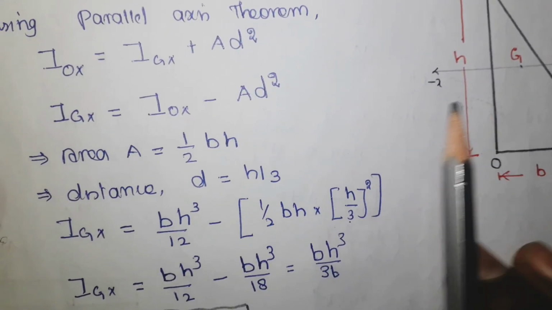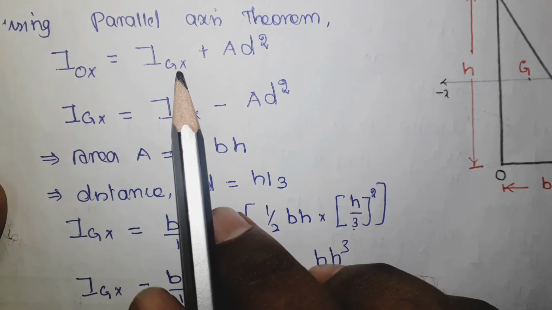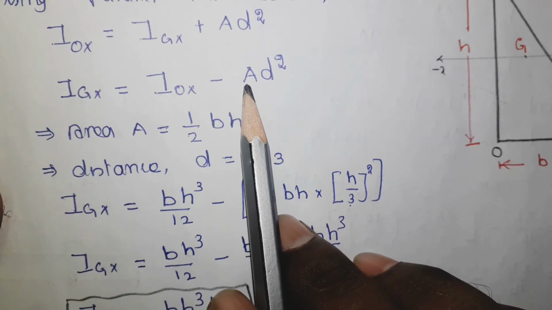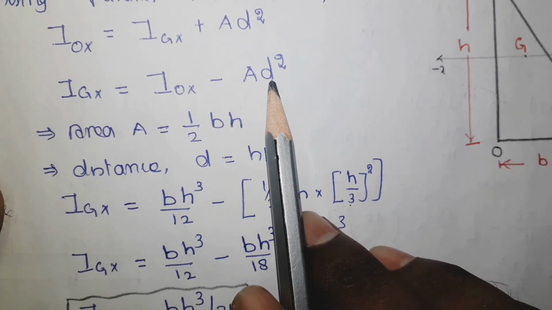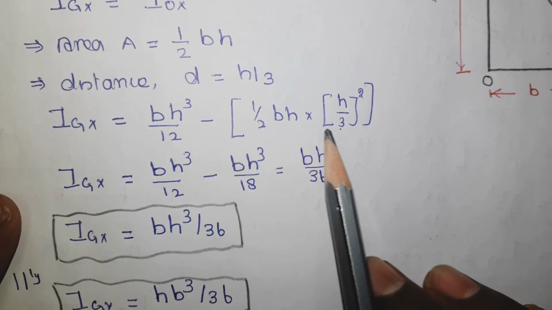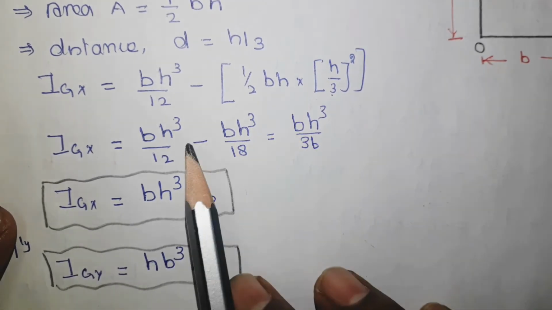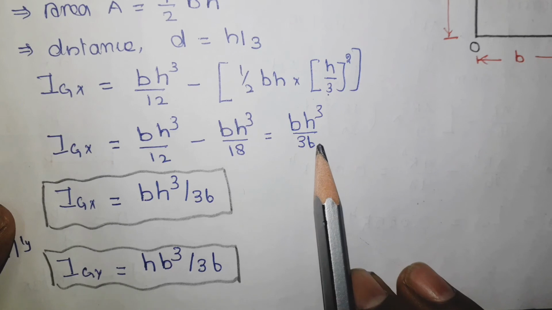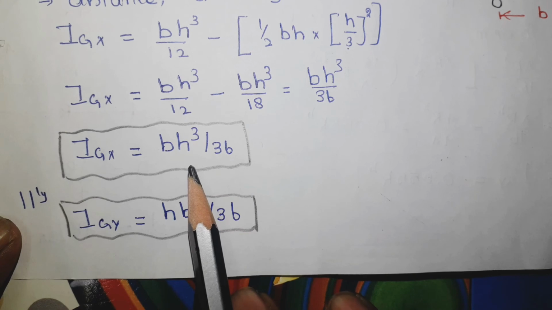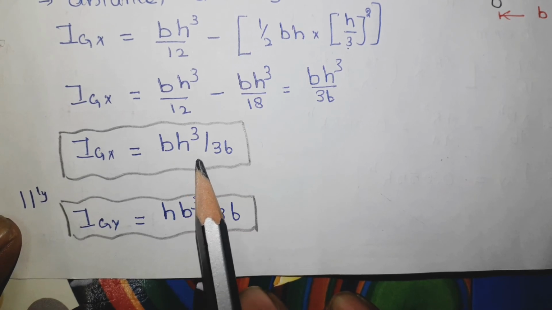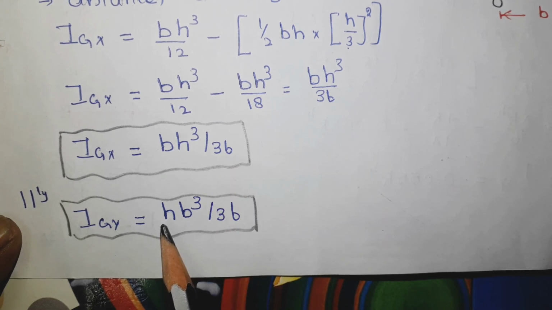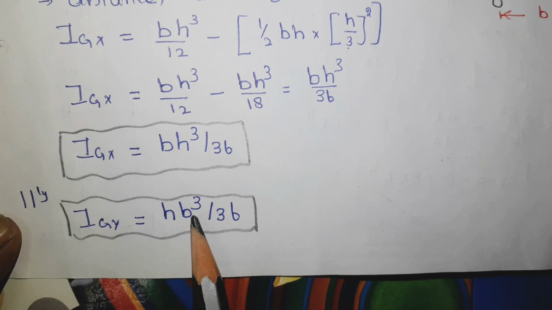Now substitute into this equation. I have brought the centroidal term to the left hand side, so the equation will become like this. Now A is equal to half bh and d is the y bar value, which is equal to h by 3. If you substitute into this equation and simplify, you will finally arrive at the answer bh cube divided by 36. So this is the moment of inertia with respect to the centroidal x axis, bh cube by 36, and similarly we can find the answer for the y axis, which is hb cube divided by 36.